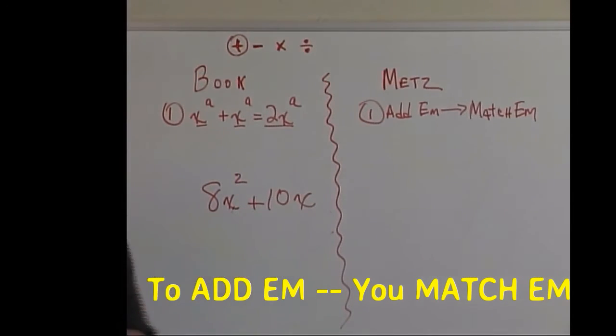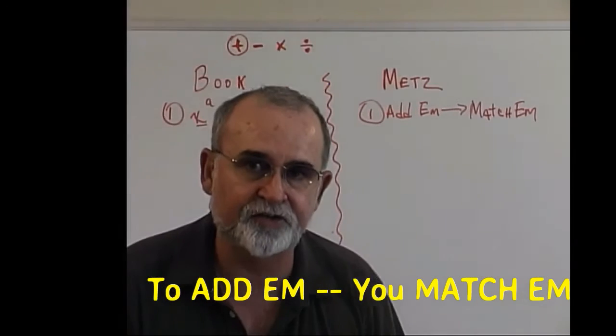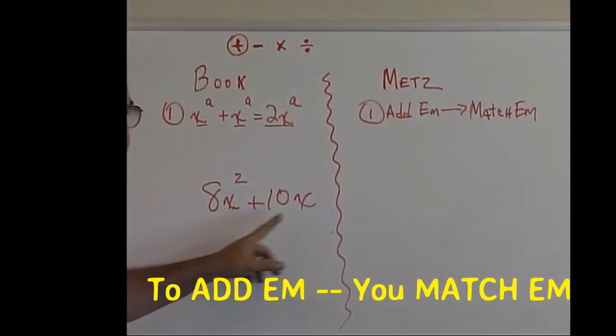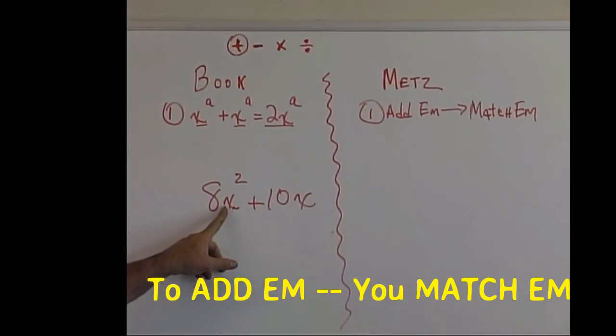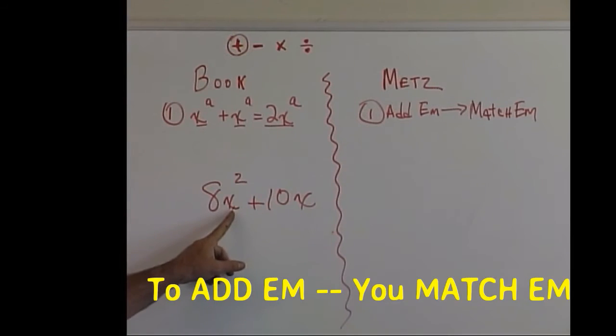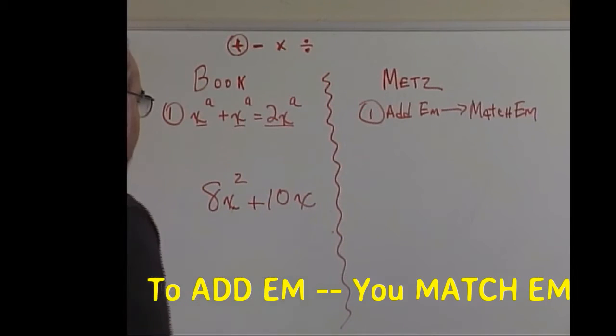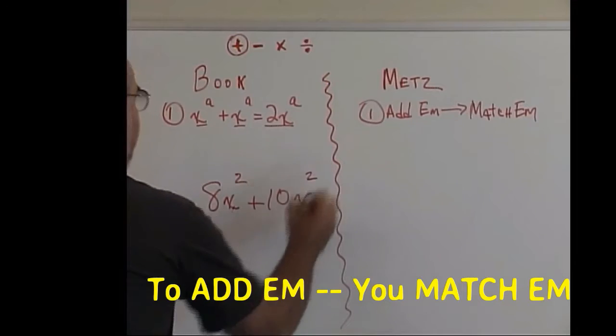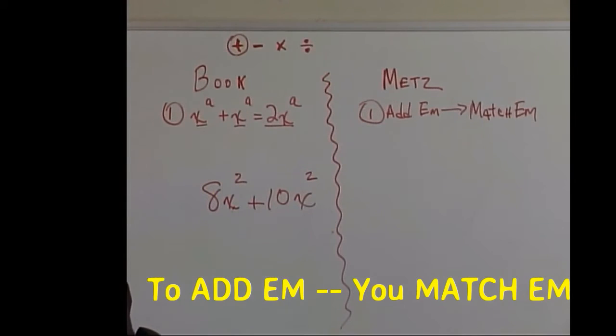How do you do that? Well, I know you know. You don't do anything. Why? Because addition is a bigot. You can't add X squares to X's. The name tags are different. The name tag here is x squared, the name tag here is x. You can't add x squares to x's. It doesn't work. Now, on the other hand, let's suppose that it was 8x squared and 10x squared.